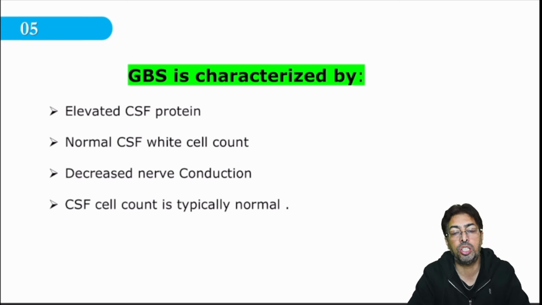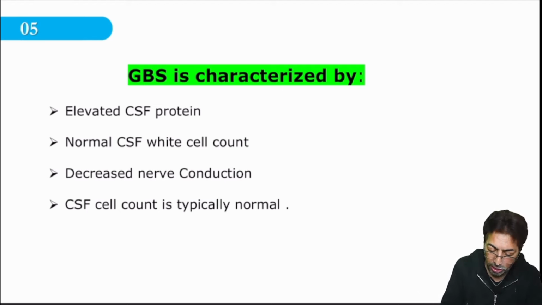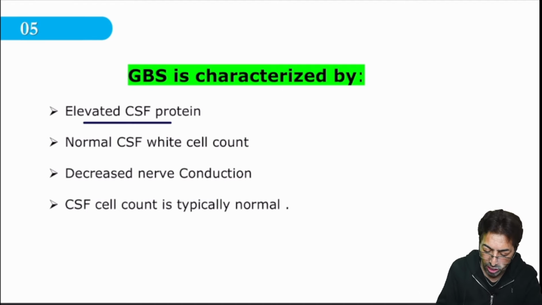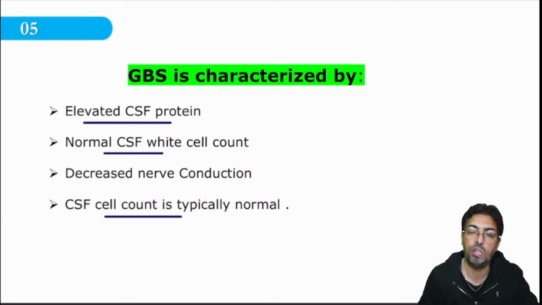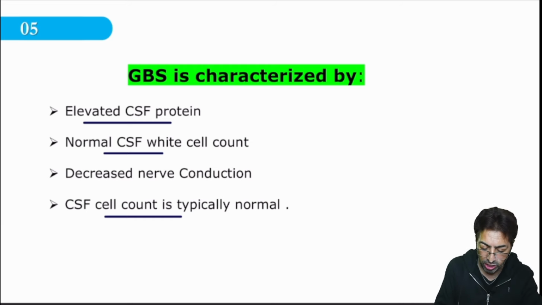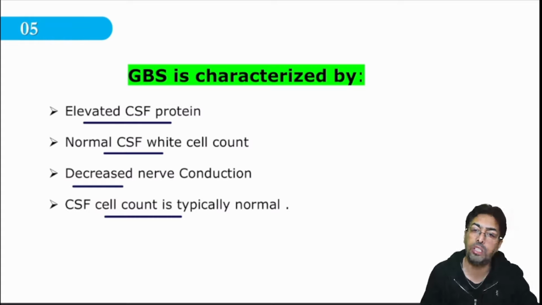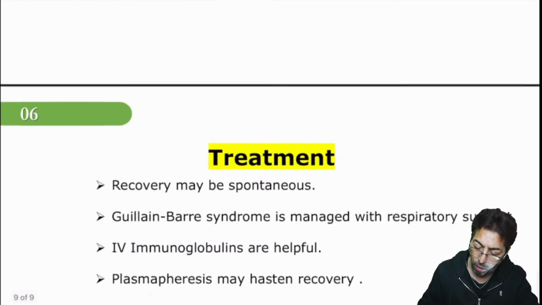In addition, there is the CSF. The CSF findings in Guillain-Barré syndrome happen to be a question which is very frequently asked, and you will notice elevated CSF protein levels. So the protein levels of the CSF will be elevated, in sharp contrast to the CSF white cell count, which will be normal, and the CSF cell count is usually typically normal. So protein levels are elevated, the cell counts are typically normal, the CSF white cell count especially tends to be normal. And on nerve conduction, there will be decreased nerve conduction. Very important to mention that there is this decreased nerve conduction. So this is something about Guillain-Barré syndrome.